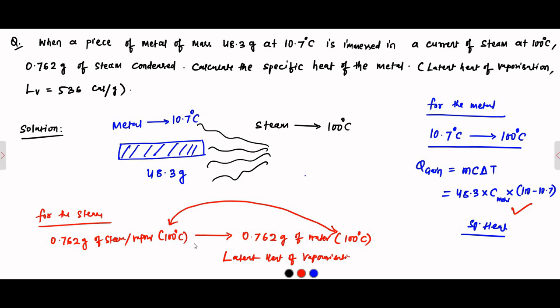So here the steam undergoes heat loss. Here it is heat gain. For the metal it is heat gain because temperature increased. For steam, heat loss happened because it got converted from vapor state to water. So the heat loss which happened is hidden because of the latent heat of vaporization.